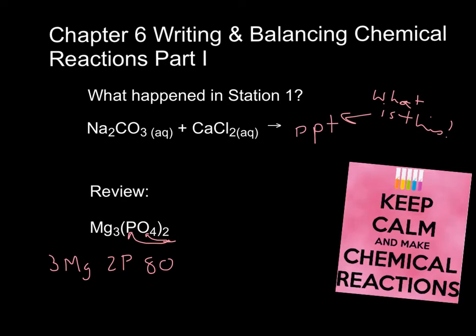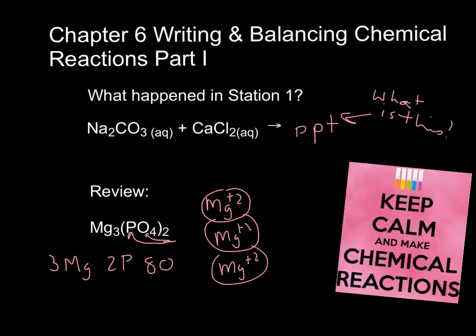I want to make sure we're very clear on that. If we take a look at the compound itself, we have 3 magnesium ions that are bonded to 2 phosphate ions. So when you add everything up, you do get 3 magnesium atoms or ions, 2 phosphoruses, and 8 oxygens. Just want to make sure we're clear on that before we move on.